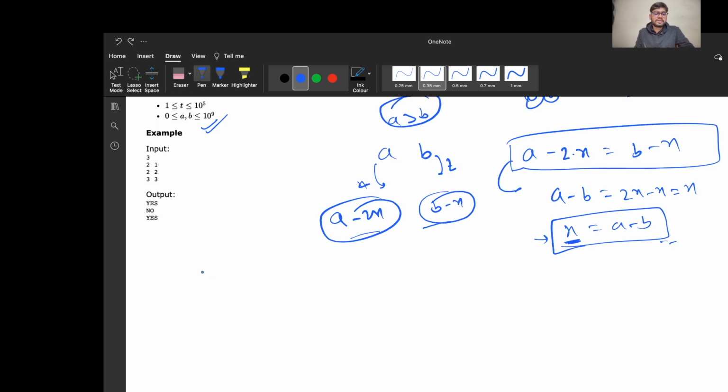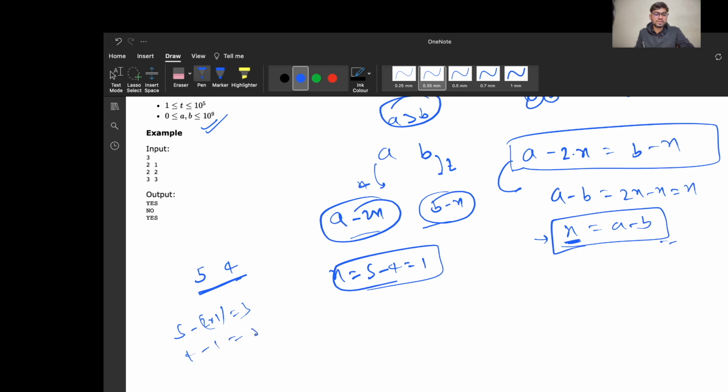Let's say I take 5 and 4. What is my balance point over here? x is 5 minus 4, which is 1. So 5 minus 2 into 1 is 3, and 4 minus 1 is 3. So my equilibrium point is 3 and 3. So every time, whatever numbers are given, I have to find the equilibrium point, where both numbers are balanced. And from there I just have to check if this can be reduced to 0 and 0 or not.